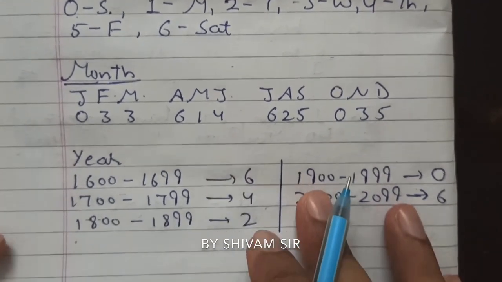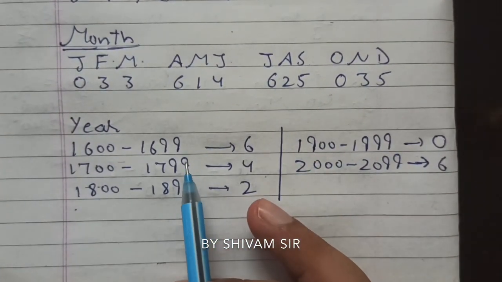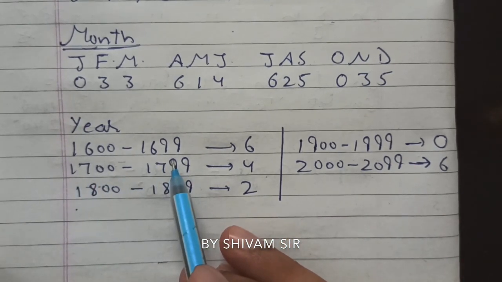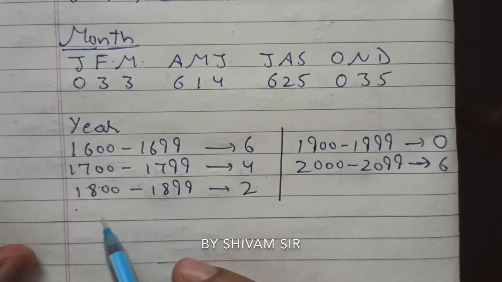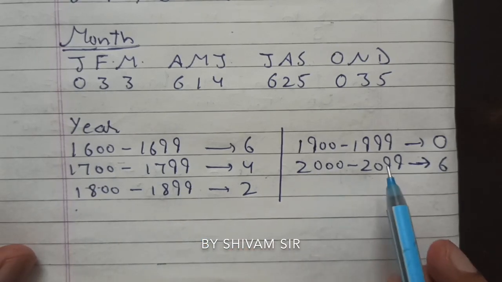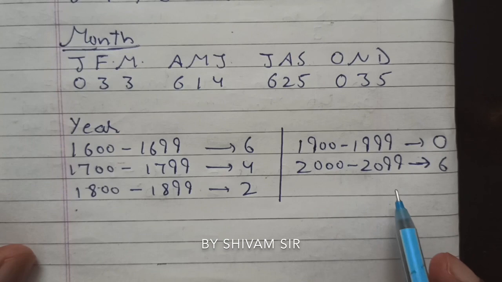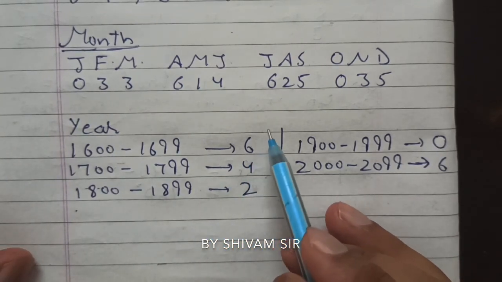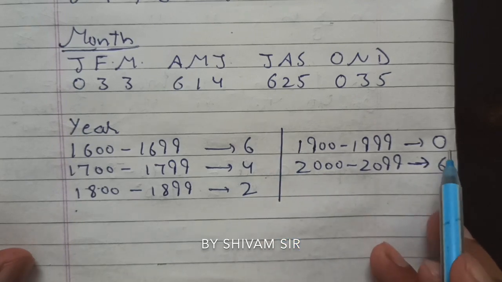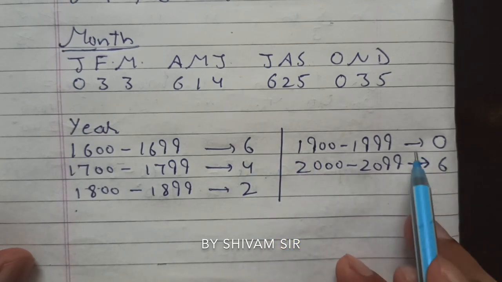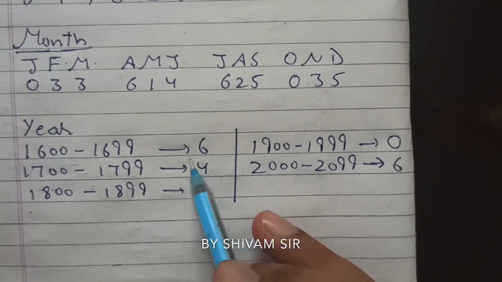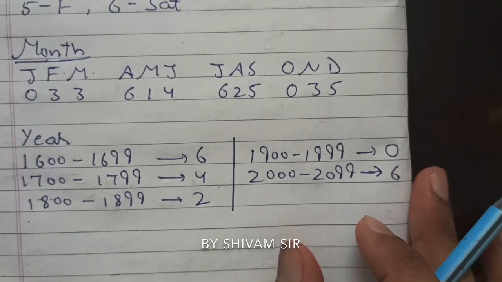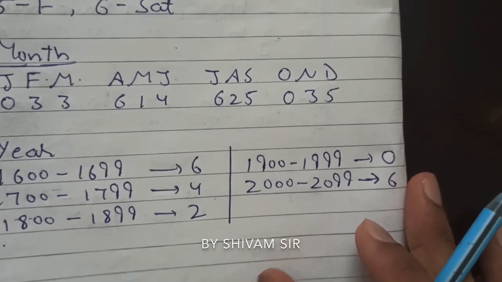Now come to the year. In most of the questions, the year will belong to this category only: 1600 to 1699, 1700 to 1799, 1800 to 1899, 1900 to 1999, 2000 to 2099. Now how to code it? 642, just in descending order, 642 and 0 and 6. 64206. Remember this, 64206.